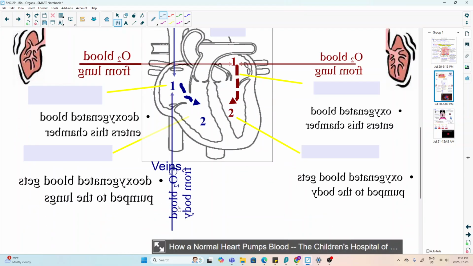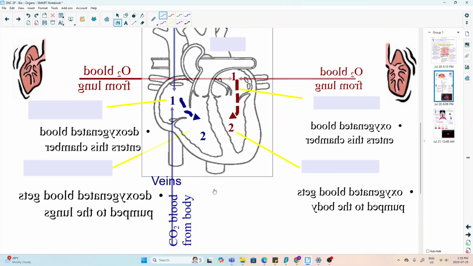There are two veins that lead to your heart. The CO2 blood, the other name for that is deoxygenated blood. Let me write that on the side. Deoxygenated blood just means there's no oxygen in the blood. That's why it's not red.